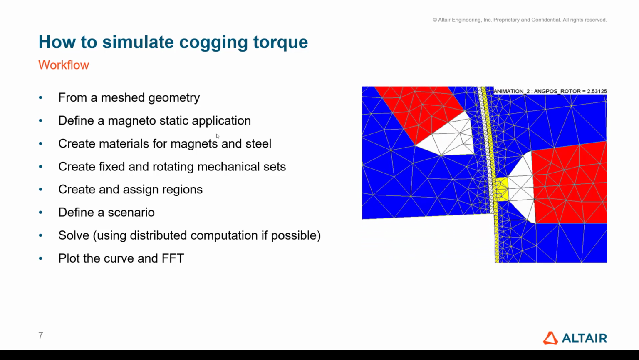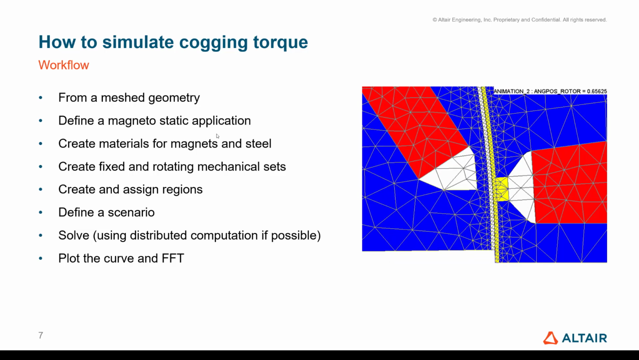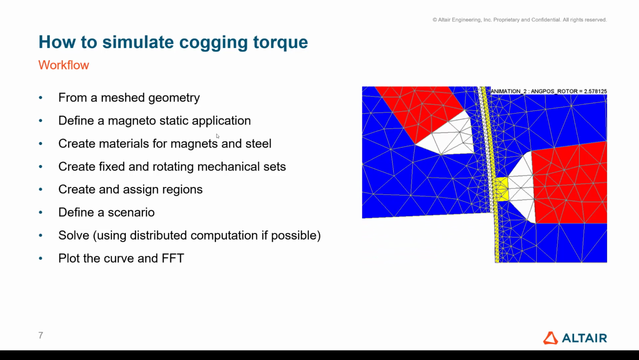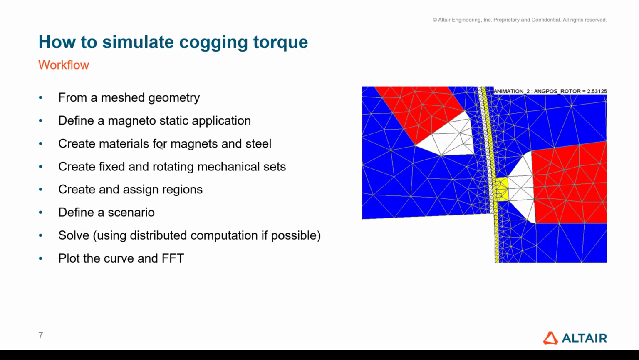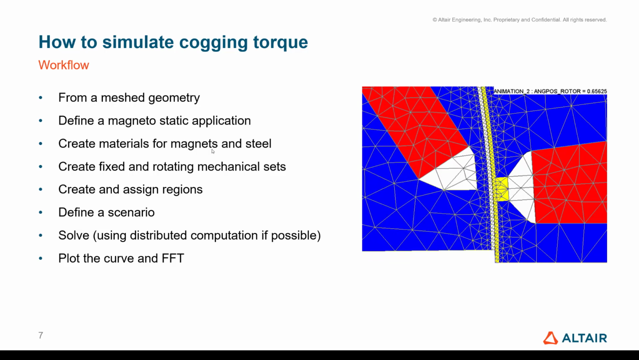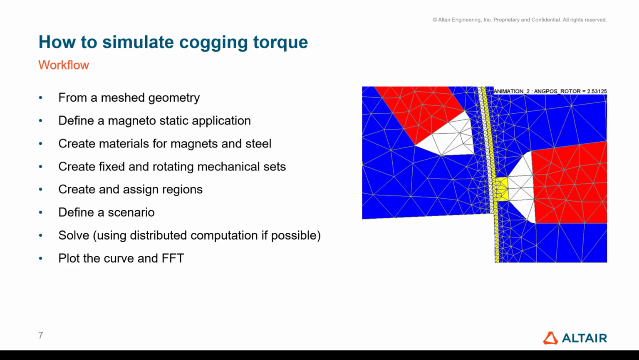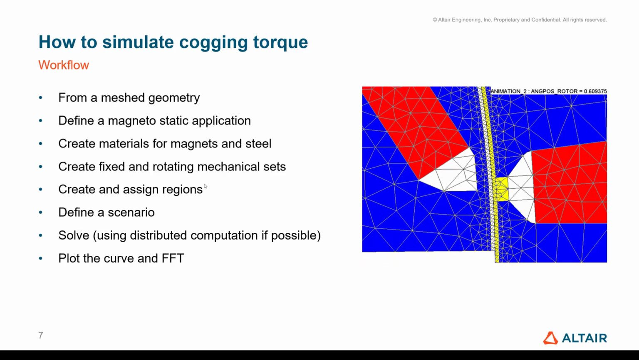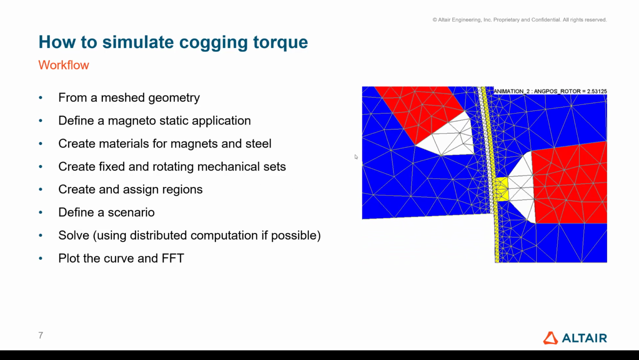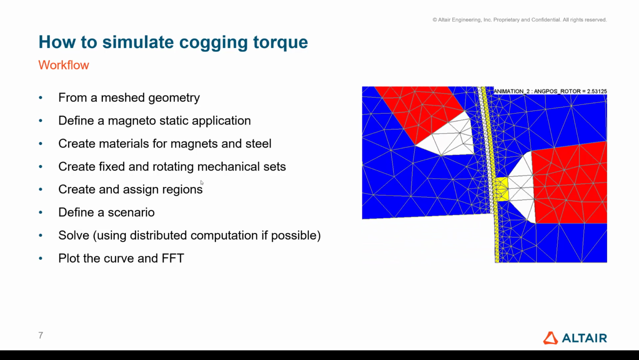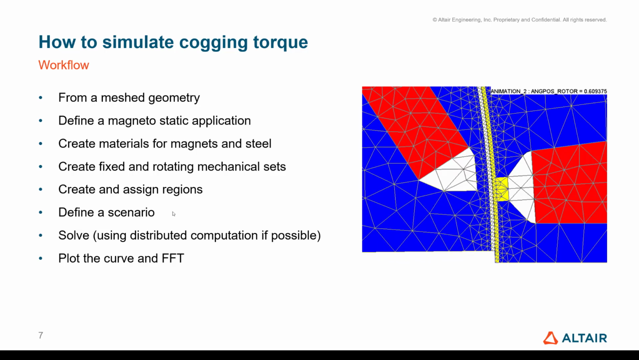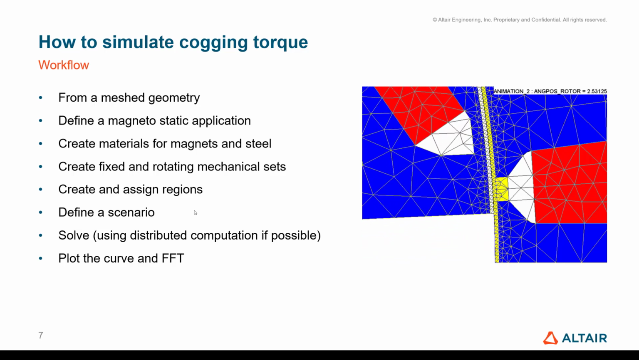So as I say in the definition, in the cogging torque, we only have the interaction between the magnets and the steel. So in magnetostatic, we just need to create materials for the magnet and the steel. We create some fixed part and rotating part. Then we can assign the correct regions to the moving part and to the stationary part. And we need to define a scenario. So I will come back to the scenario definition.